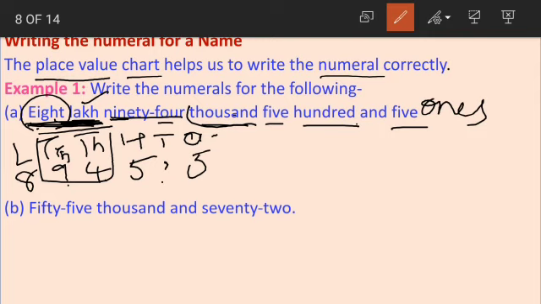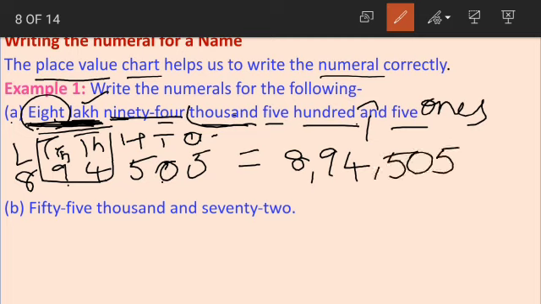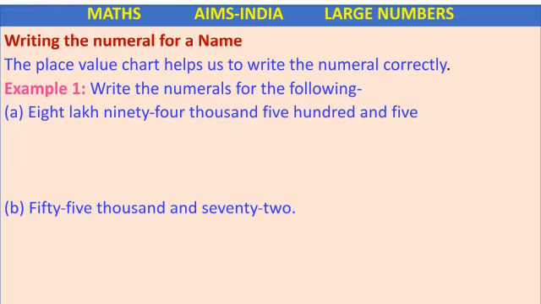And do you find any number for the tens place here, children? Do we have any 10, 20, 30, 40, 50, any such number in the given number name? No, right? Now which number is used to show nothing? 0. 0 is used to show nothing. So what is the numeral we have found for the given number name? It is 8,94,505. I've put commas here after each period, or you can say the first comma after 3 digits and then after.